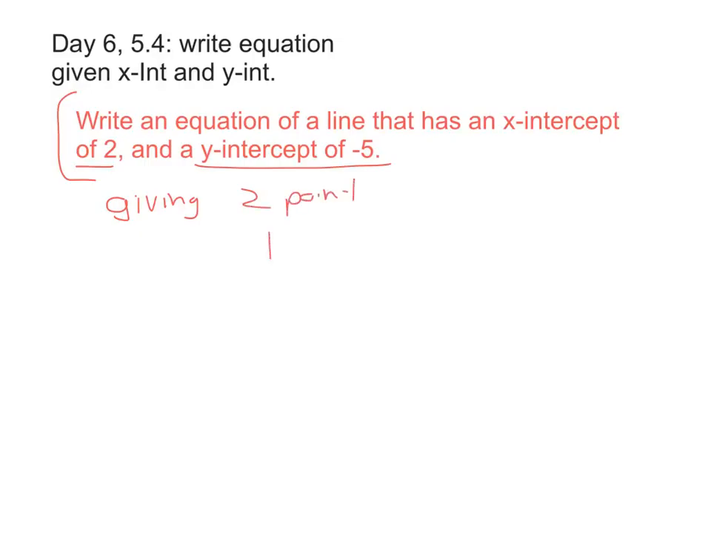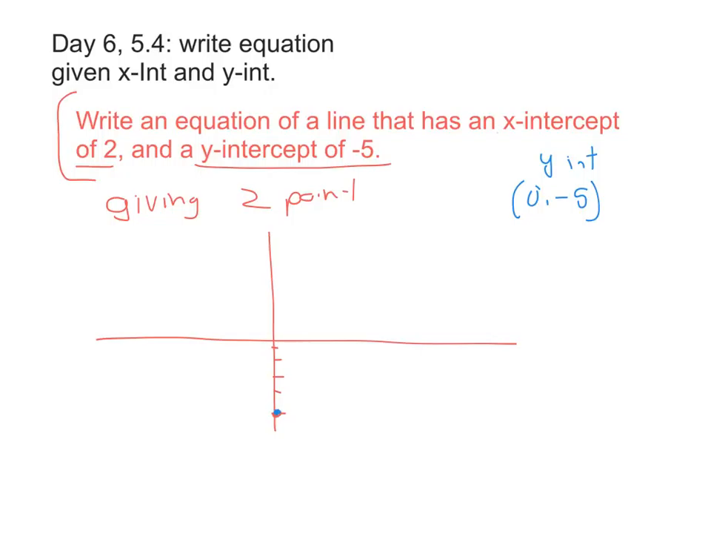Let's just look at what it means if they're giving you a y-intercept and an x-intercept. Well, we know what the y-intercept is. The y-intercept is the point where the graph crosses the y-axis. So a y-intercept of -5 means they're giving us this point right here. And that point would be 0, -5. So that's a y-intercept of -5, gives you this point.